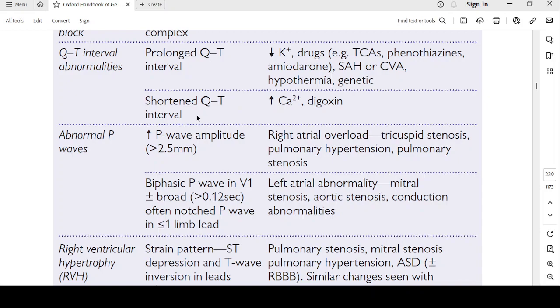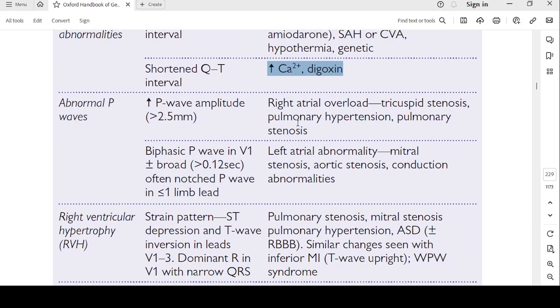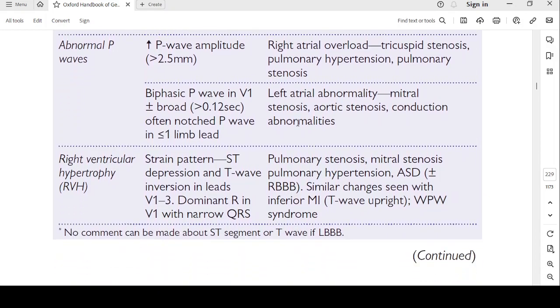Shortened QT interval. So only two reasons for shortening of the QT interval are increased calcium and digoxin. Calcium and digoxin, these shorten the QT interval. Abnormal P waves. Increased P wave amplitude more than 2.5 millimeters.